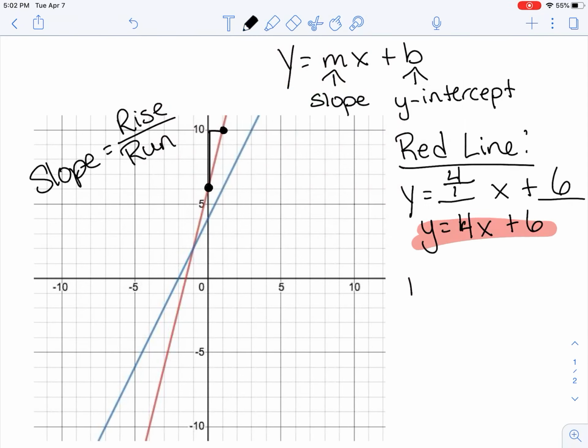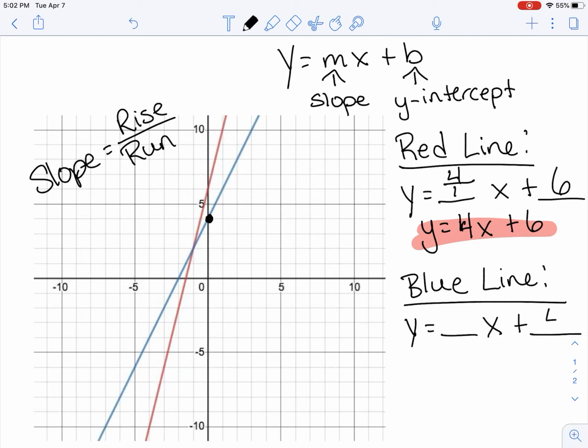Next, we're going to do the blue line. Okay, so the first thing we need to look at is the y-intercept, which we see is at 0, 4 here. So y equals blank x plus blank. Our y-intercept blank will fill in with a 4.